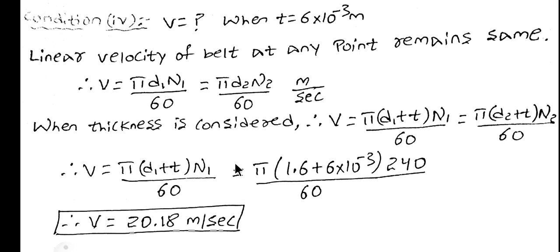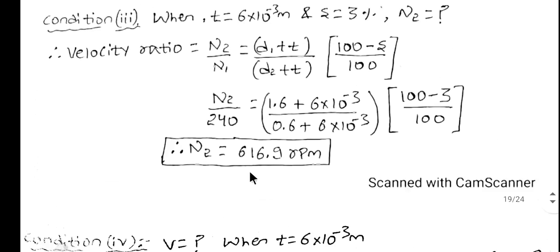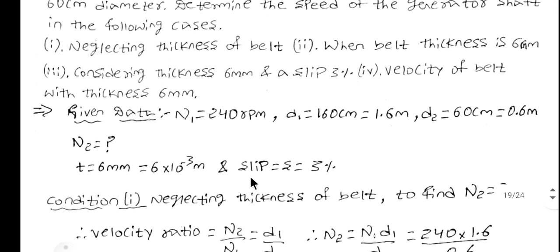Okay, you have calculated all the values. In the problem, he has asked to find out the N2 using three conditions. You have calculated the value of N2, and at the end he has asked to calculate the velocity of the belt with considering the thickness as 6 mm. You calculate all the values.